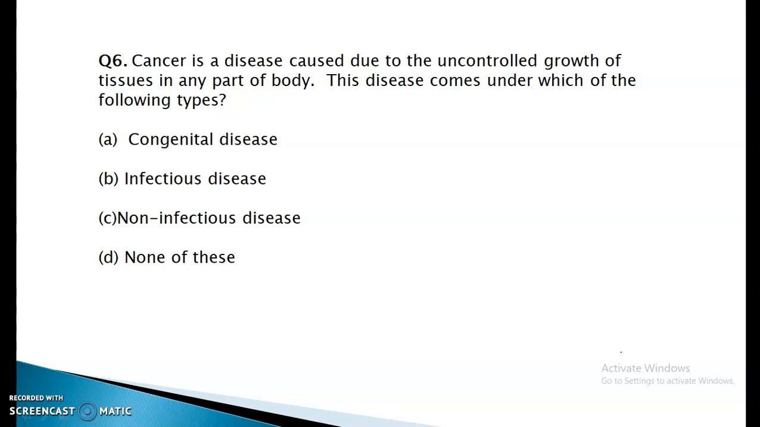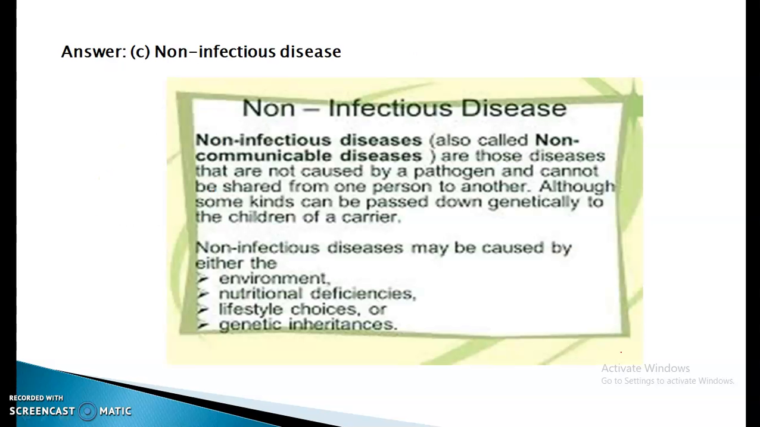Make sure you have watched the video in which I have explained all these things to you. What is congenital, innate, acquired, communicable, non-communicable, infectious, non-infectious, acute and chronic. So all these things are there, and you must be very clear with all these concepts. So the correct answer for question number 6 is option C, that is non-infectious disease.